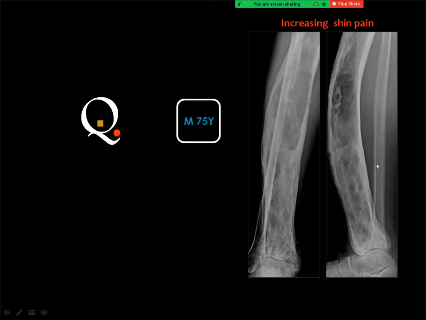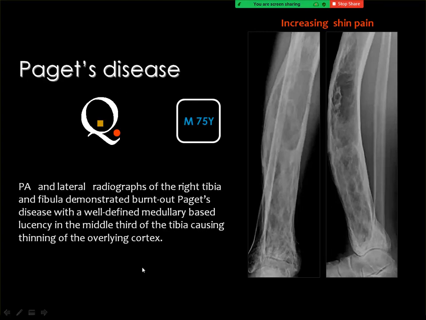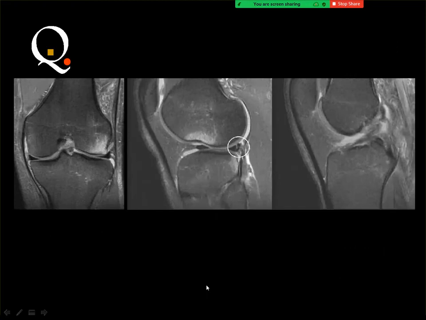Of course, the adamantinoma does not cause enlargement of the bone, but it causes some bending or bowing of the tibial shaft. But the only disease, in my opinion, which can cause significant enlargement of the bone compared to the normal side is Paget disease.